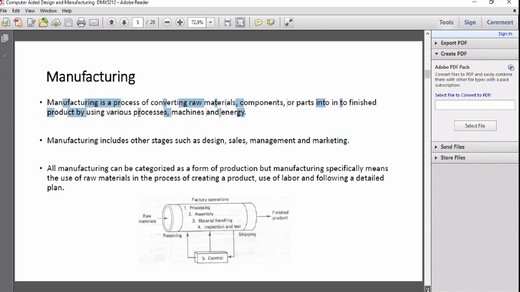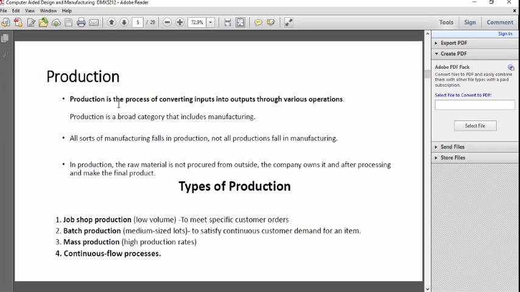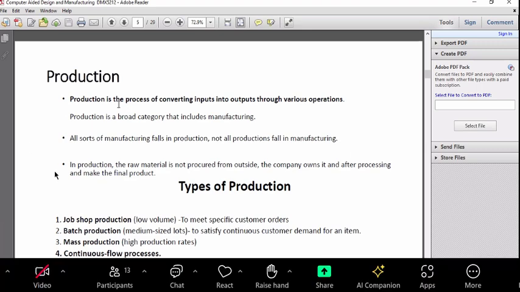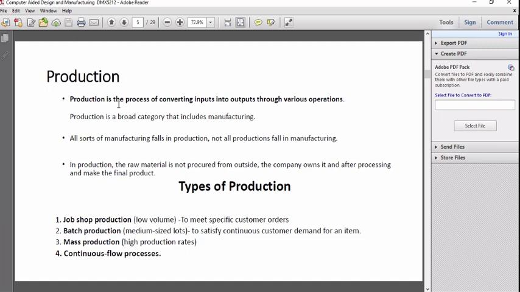And you have also learned the other word, production. It's a similar type of word, and you can use it alternatively, but a production process converts tangible inputs into tangible outputs. That means physical objects or materials are converted into different forms of finished product through various operations. So actually production is a broader term than manufacturing. All kinds of manufacturing fall under production.